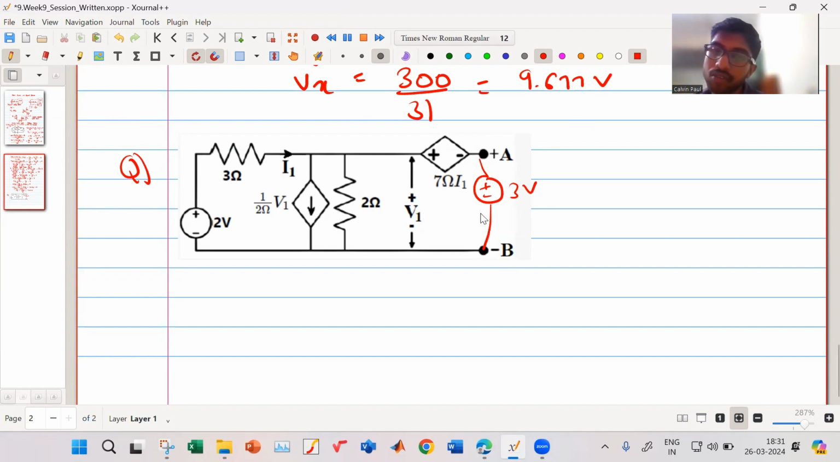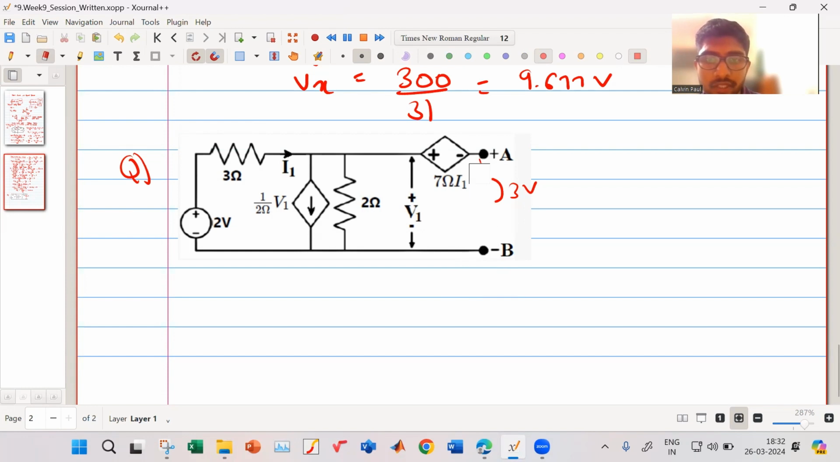But these dependent sources, sir, while applying superposition theorem, if there are dependent sources, they are kept. They will not be nullified. If there is only one source, it will be considered and solved. If there are two independent sources, considering one independent source at a time, we will solve the equation. Dependent sources will be kept as they are in both cases, for both independent sources.